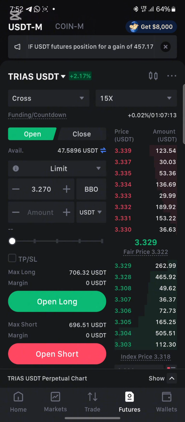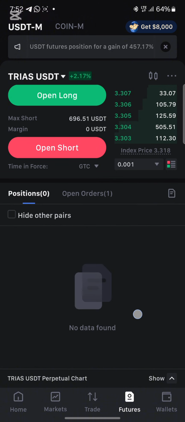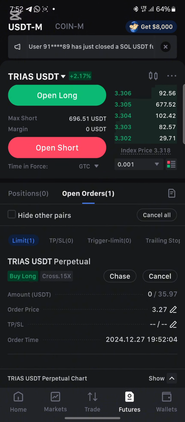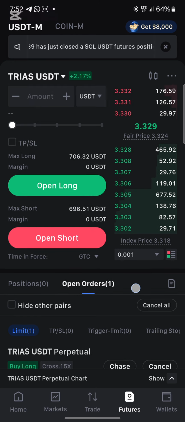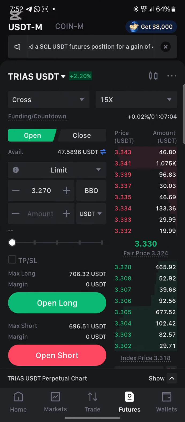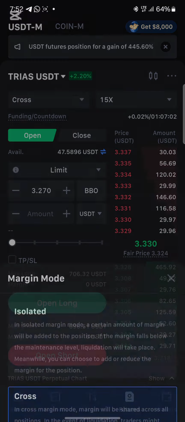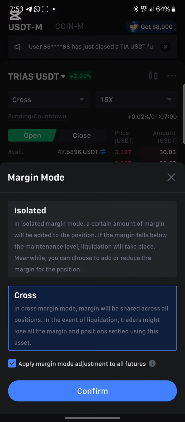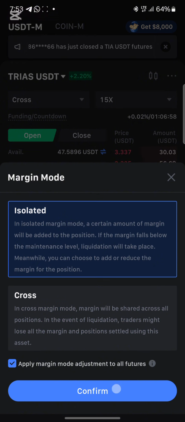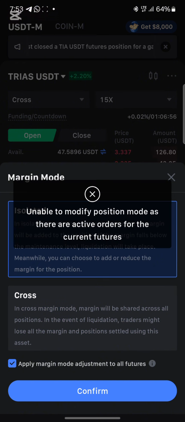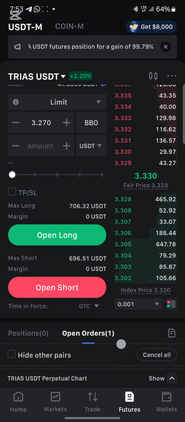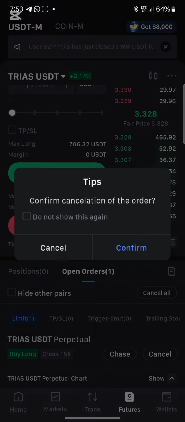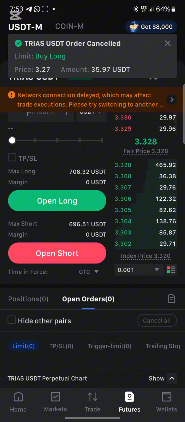Now let me show you the difference. You discover that I have zero liquidation price, but if I were in isolated margin, sorry, I would have a liquidation price. So let me change to it, because I already have a position. So let me cancel the position.